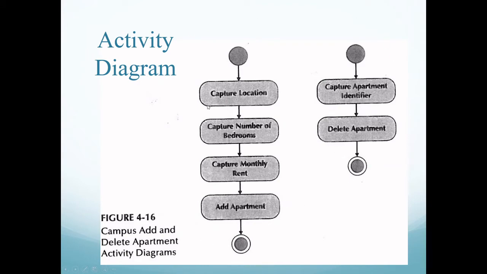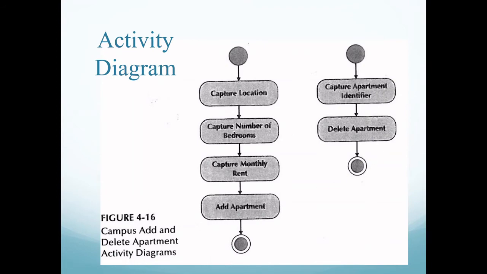If you look at this diagram, then it is very straightforward. The symbols of these diagrams are very similar to those in a flowchart. So this is the starting point and this is the end point. And this is the sequence of a certain business process. Capture location, capture number of bedrooms, capture monthly rent, and add apartment. Maybe this is apartment registration. Maybe this flow is adding some apartment information to the system. And capture apartment identifier, delete apartment. Maybe this process is about deleting a certain apartment record from the system. So like this.